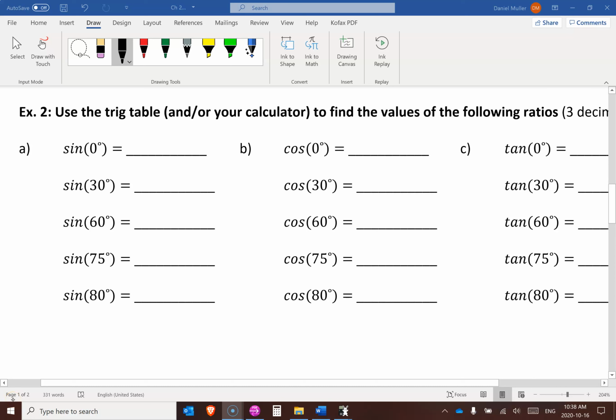Alright, example 2. Using a trig table, which is just a chart, and or your calculator, find the values of the following ratios. So if you have a chart, you're just going to find the number and write it down. That's very, very easy. If you don't have a chart and you have to use a calculator, I'll show you how to do that here.